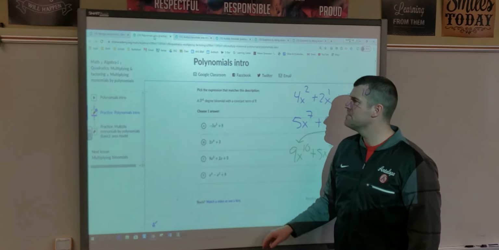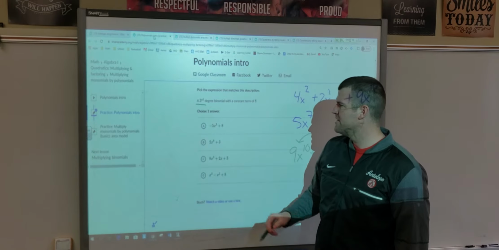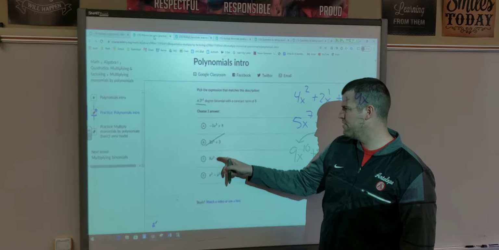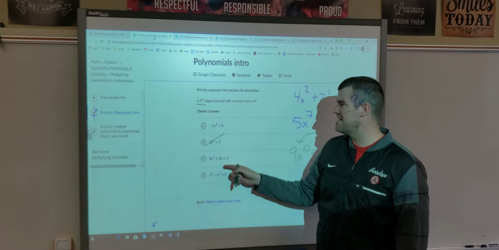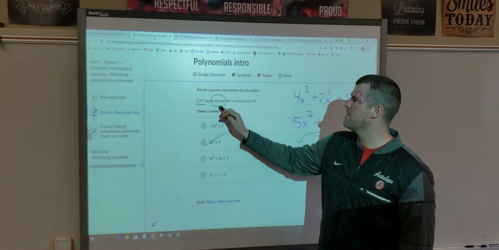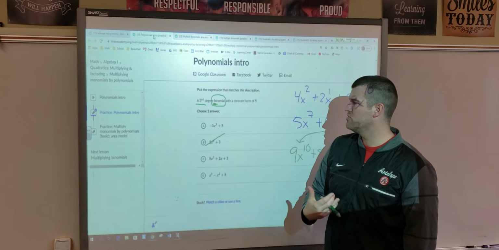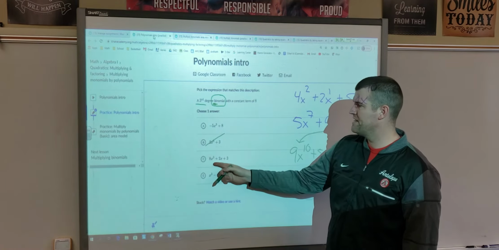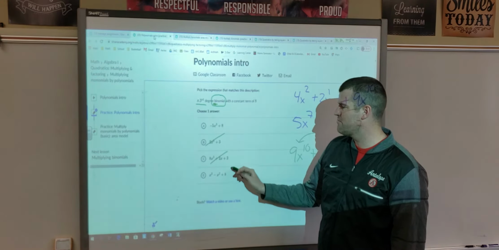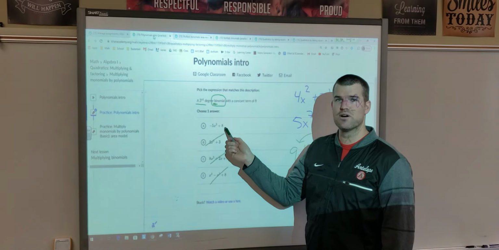So back to this problem, third degree. I'm looking for something to the third power. This one's to the 8th power. That one's to the third power, third power, third power. So A, C, and D are all third degree. But then it says binomial, right? And we talked about bi meaning 2. So binomial means there's only going to be 2 terms. So I can eliminate this because that's a trinomial, 3 terms. I can eliminate D as well because it is also a trinomial. So this is my only possible answer that still works.